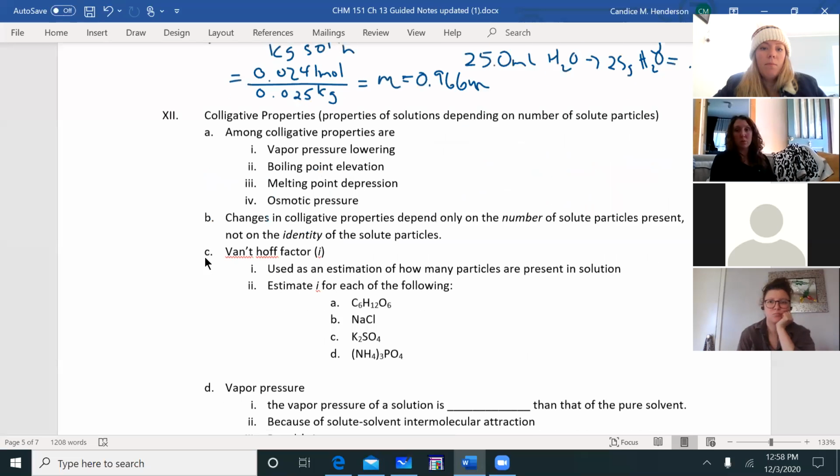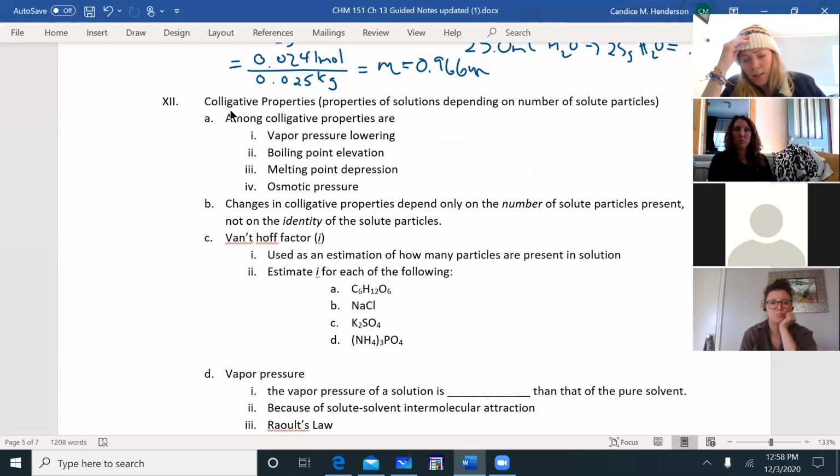So the next thing that we want to talk about are these things called colligative properties. These are properties of solutions that depend on the number of solute particles. So if I have a solution that has only 1 mole of NaCl dissolved in it versus another solution that has 2 moles of NaCl, the solution with 2 moles of NaCl is going to have more particles in it. So these colligative properties are going to get stronger.